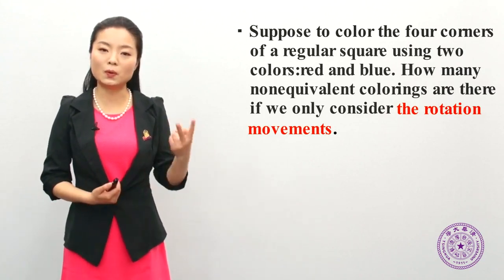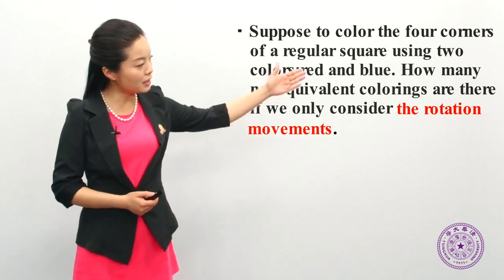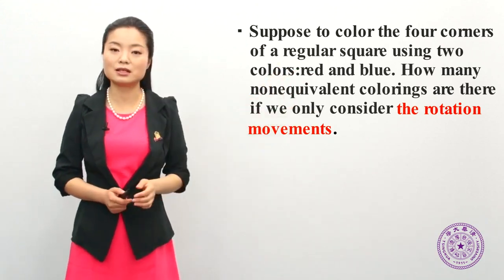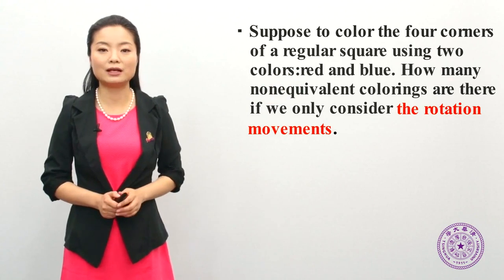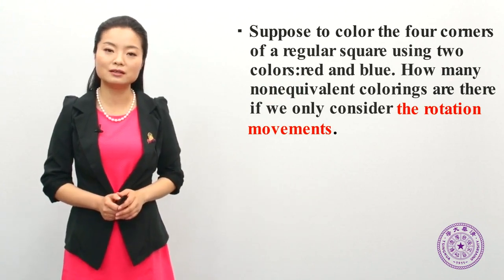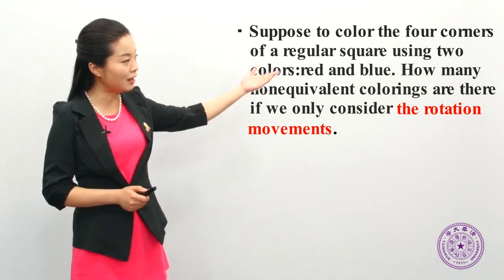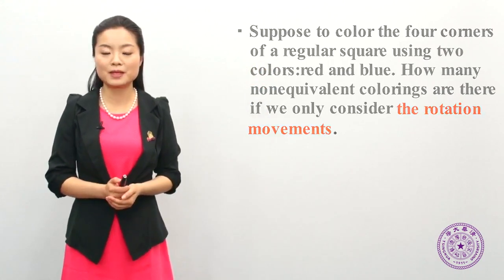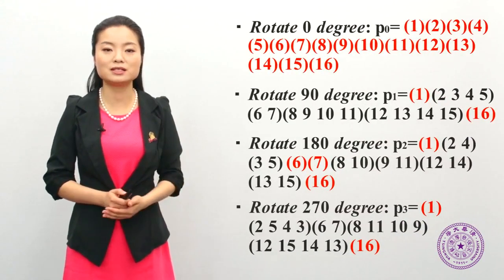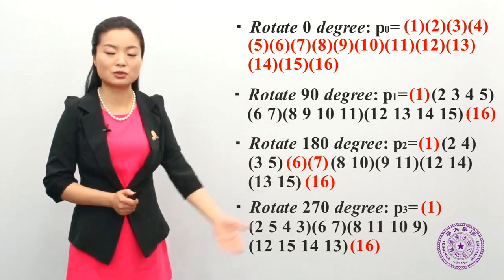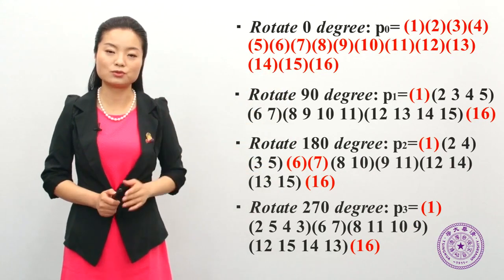Then let's look back at the starting point of this lesson. We introduced the question: if we use red and blue colors to paint the vertices of a square, allowing rotation, how many different coloring solutions are there? We can directly apply Burnside's Lemma. Let's solve it. First, we need to write out the permutations. There are a total of 4 permutations.